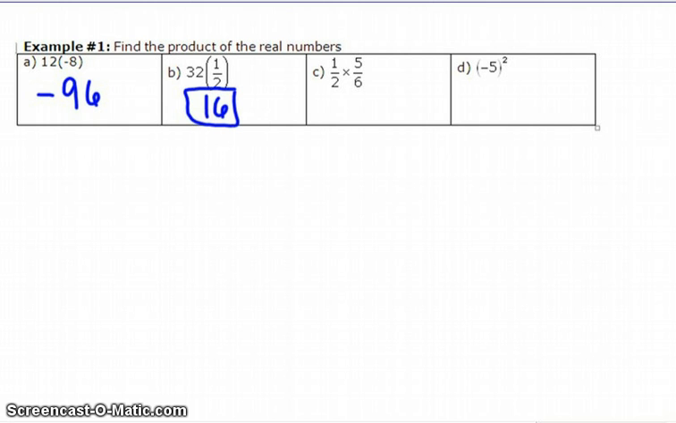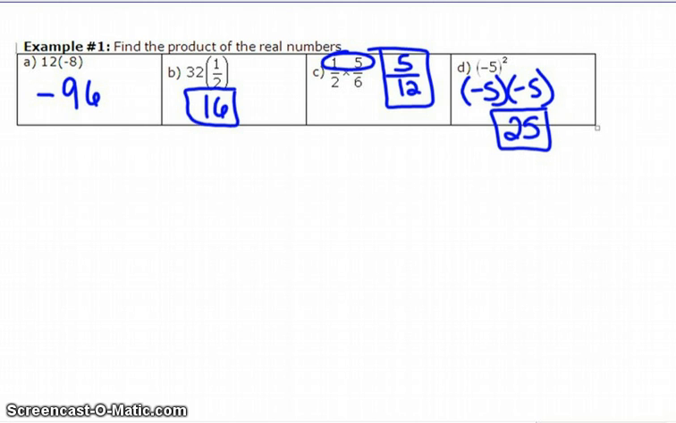Now these, 1/2 and 5/6, again, both of those are positive, so I know my answer is going to be positive. When you multiply fractions, remember you multiply across. 1 times 5 is 5, 2 times 6 is 12. So I have 5 over 12. Now D has an exponent, but remember what this 2 means is that you're just taking negative 5 times itself twice. Now these two have the same sign. Even though they're both negatives, whenever you see the same sign, it makes a positive answer. 5 times 5 is 25.